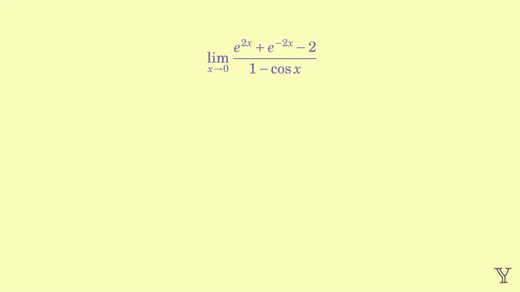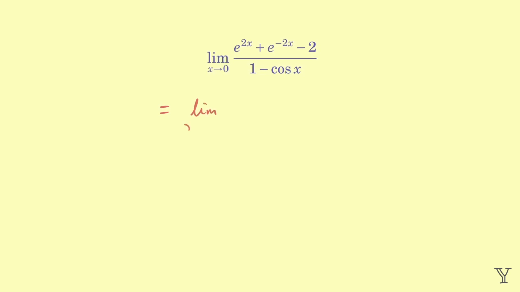In this problem, we need to evaluate the limit of the expression as x goes to 0. As usual, let us first determine the value of this expression at x equal to 0. Putting x equal to 0 in the numerator gives us 1 plus 1 minus 2, and the denominator gives us 1 minus 1. We therefore have an expression of the 0 by 0 form. Hence, L'Hopital's rule is directly applicable to this problem. The rule tells us that in this case, the limit as x goes to 0 of f(x) upon g(x) is the same as the limit as x goes to 0 of f'(x) upon g'(x).